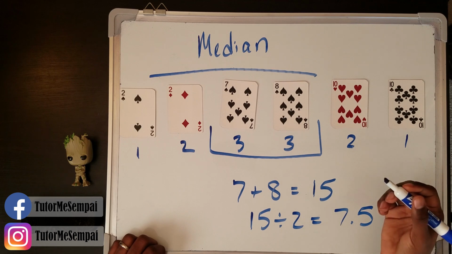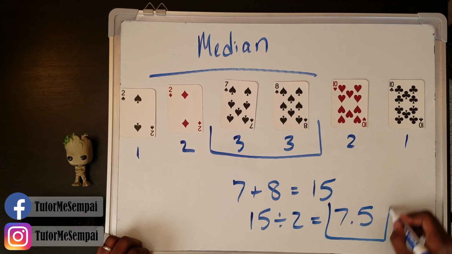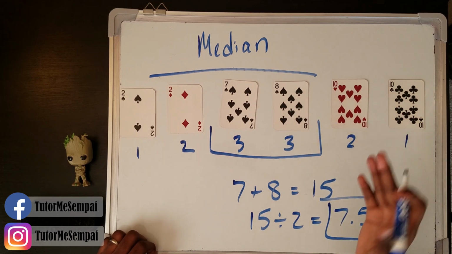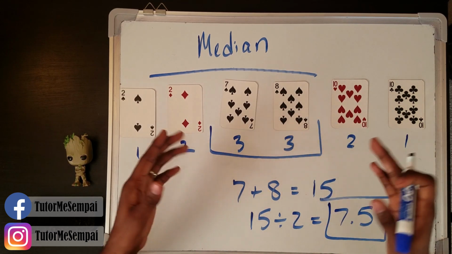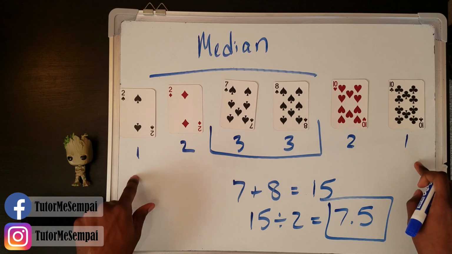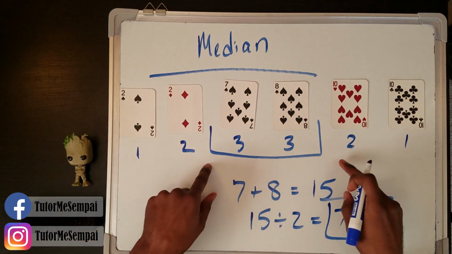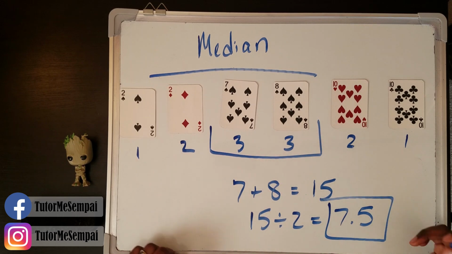So the median is going to be 7.5. Notice we don't have a 7.5 card here, so the median doesn't have to be a card that's present. Whenever you have an even number in your set, you're going to find the middle 2 numbers and then find the mean of those 2 numbers.